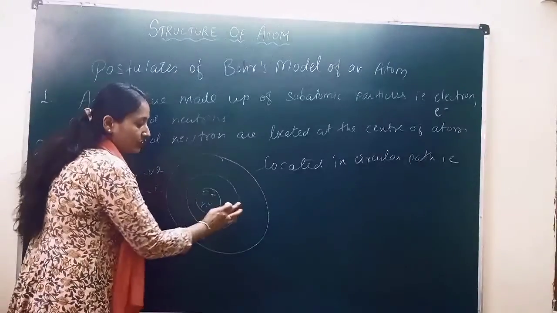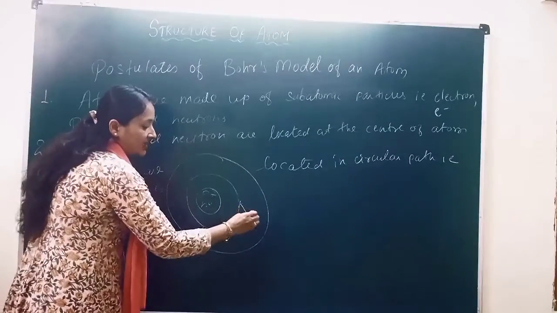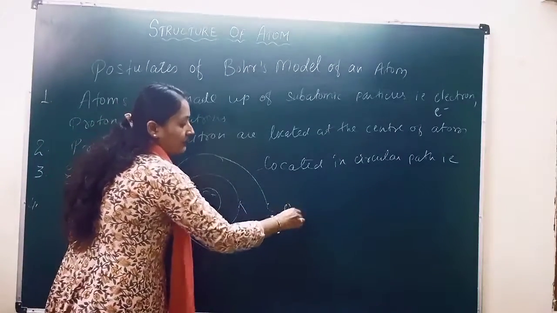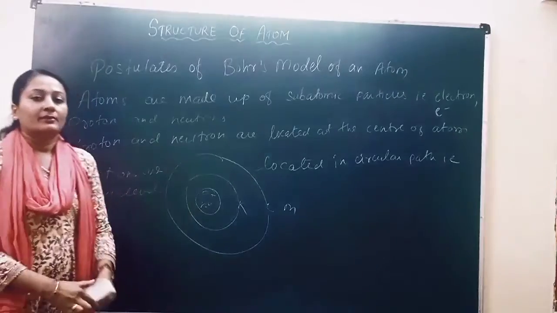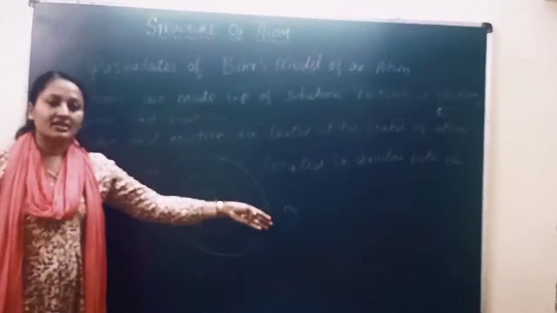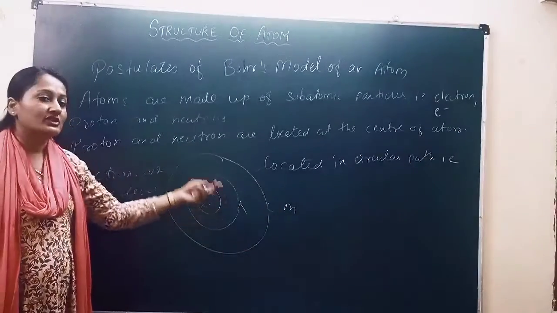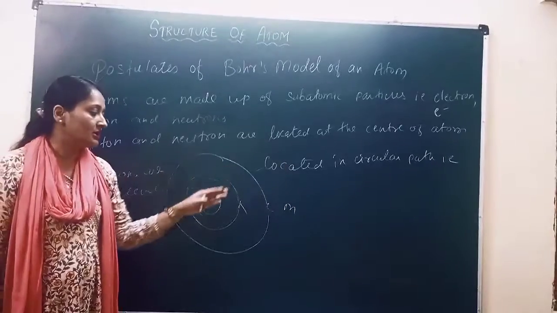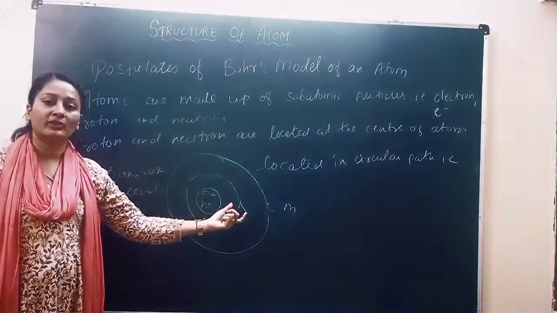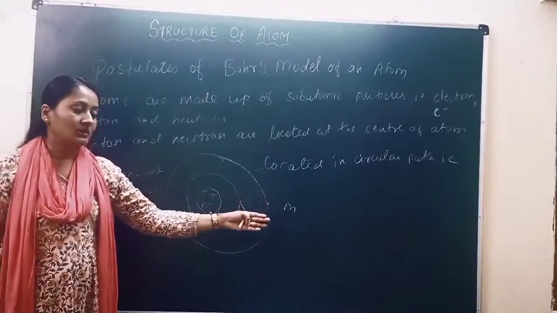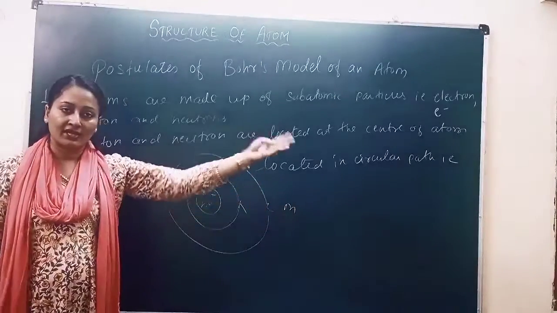Now, the fifth postulate: these energy levels where electrons are located are given some special names. Starting from the nucleus, they are designated K, L, M, N and like that. Then these energy levels have different energies which increase going away from the nucleus. Means K shell will have minimum energy, then more in L, then M and like that.